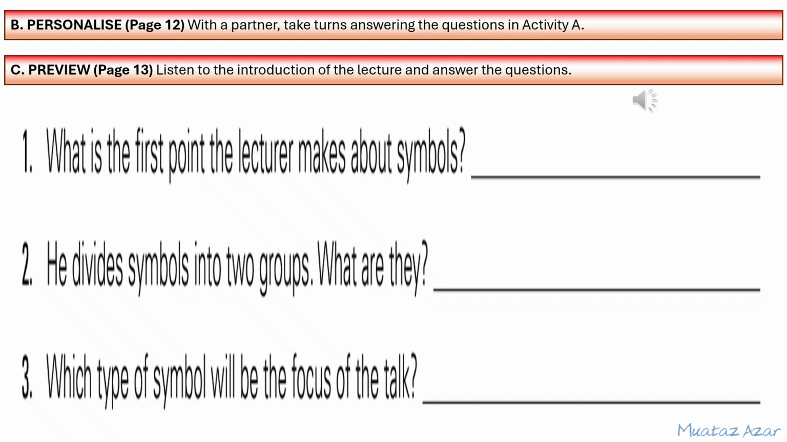Where do symbols come from? The ability to use symbols to communicate is unique to humans. Other species use sounds and gestures to communicate, but only humans use shapes and patterns to represent words and ideas.